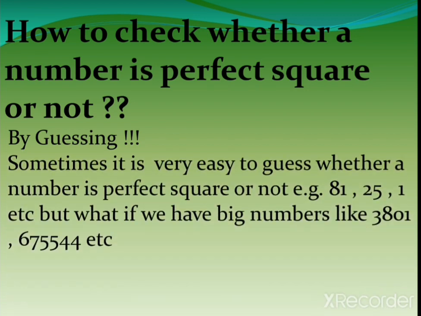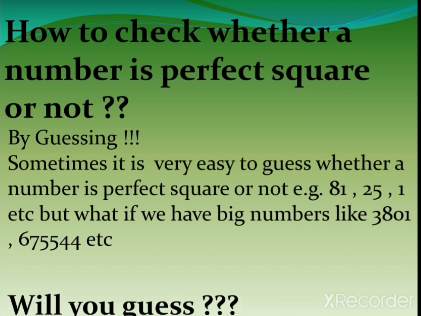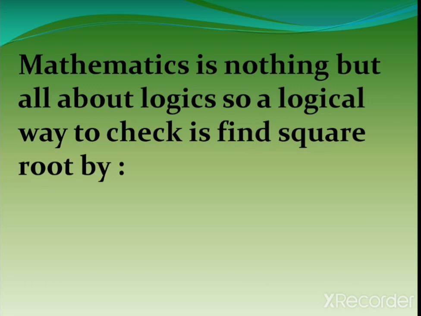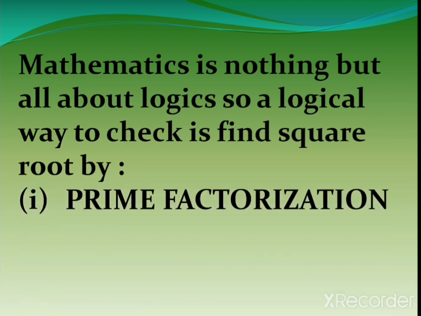Sometimes it's very easy to guess, because once you are a student of mathematics, some numbers are very easy to know and learn because we use them frequently. But once the numbers get bigger and bigger, it gets harder for us. In that case, will you guess? Not at all. Mathematics is all about logic. So a logical way to check whether the given number is a perfect square or not is to find its square root by prime factorization or the division method.